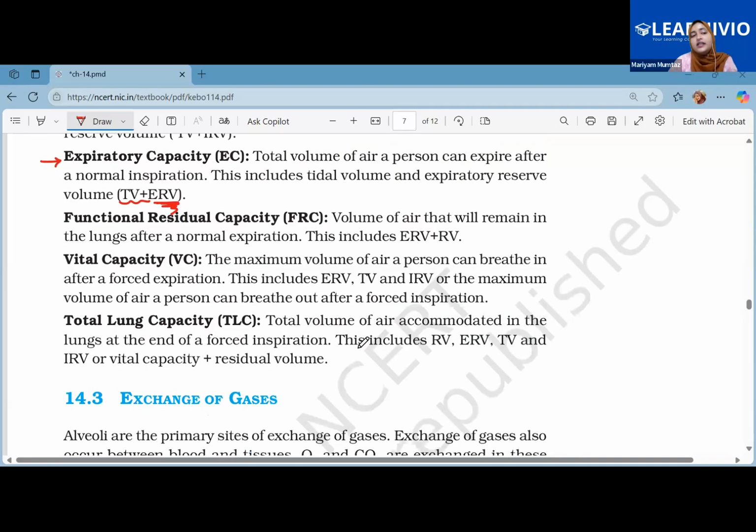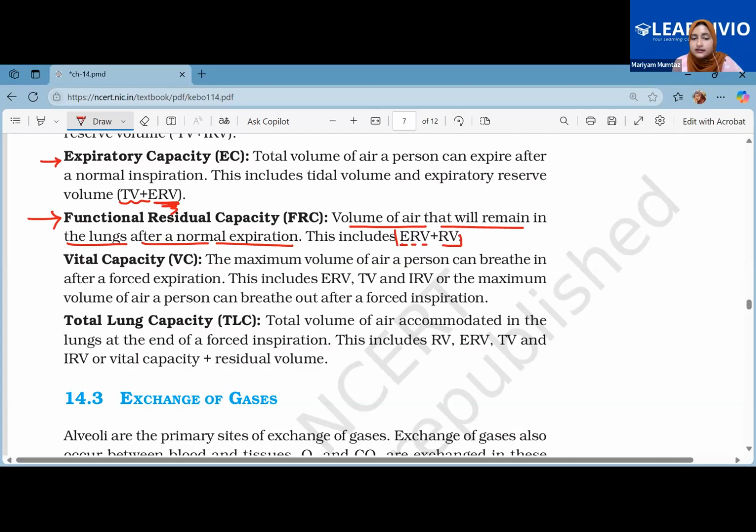After that, there comes the functional residual capacity. That is the volume of air that will remain in the lungs after a normal expiration. That will be expiratory reserve volume plus the residual volume. Even if you are forcefully breathing out, the volume of air that will remain in your lungs will be called the functional residual capacity.